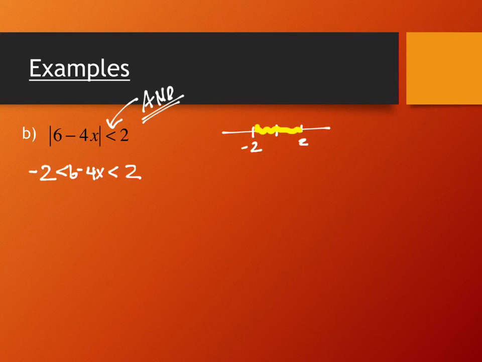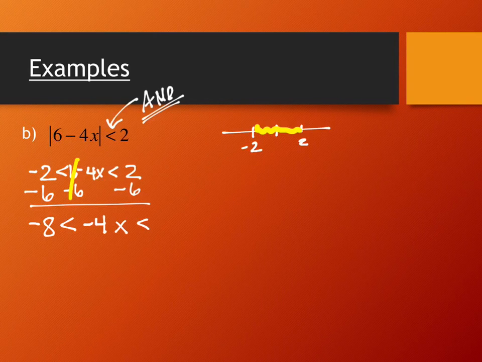Now, when I solve this, I actually solve it in all 3 pieces at the same time. So I need to get x alone in the middle. So the first thing I need to do is to subtract a 6, but I have 3 sides to my inequality, so I'll have 3 places I subtract the 6. Negative 2 minus 6 is negative 8. In the middle, these add to 0. So I have less than, and I have the negative 4x left. And then 2 minus 6 is negative 4.